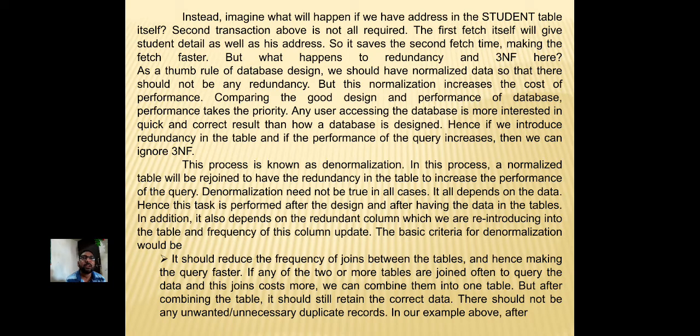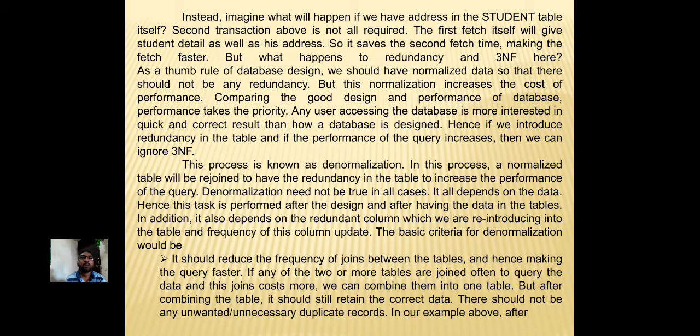The basic criteria for denormalization would be: first, it should reduce the frequency of joins between the tables, hence making the query faster. If two or more tables are joined often to query the data and these joins cost more, we can combine them into one table, but after combining, it should still retain the correct data. There should not be any unwanted, unnecessary duplicate records.